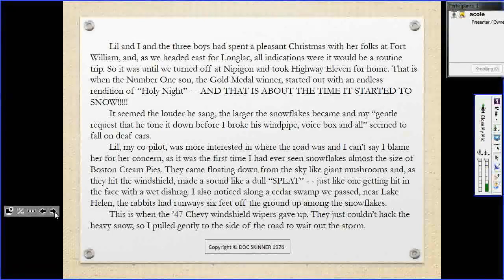They came floating down from the sky like giant mushrooms, and as they hit the windshield, made a sound like a dull splat, just like one getting hit in the face with a wet dish rag. I also noticed along a cedar swamp we passed, near Lake Helen, the rabbits had runways 6 feet off the ground among the snowflakes. This is when the 47 Chevy windshield wipers gave up. They just couldn't hack the heavy snow, so I pulled gently to the side of the road to wait out the storm.